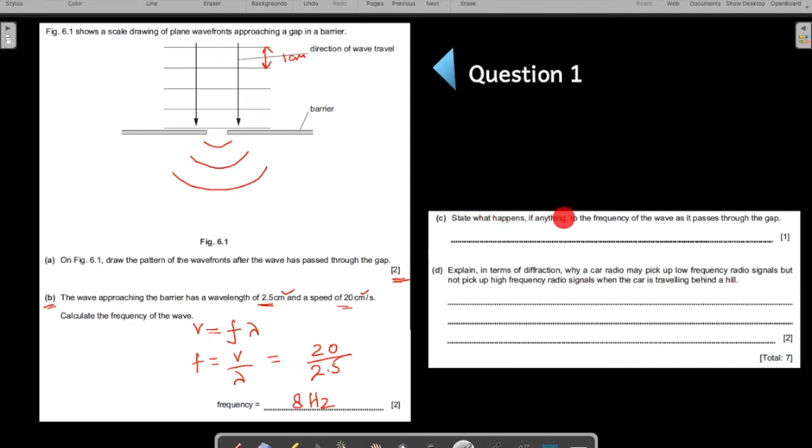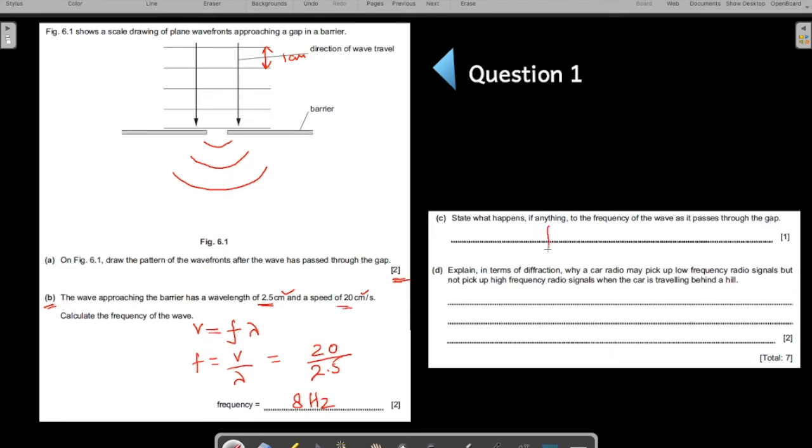State what happens, if anything, to the frequency of the wave as it passes through the gap. So they are asking what is the frequency on the other side of the barrier. Now this is something that we have done in the theory of waves. The frequency is a factor which does not change in diffraction. Not only diffraction, the frequency doesn't change in reflection and refraction as well. So if you have not gone through the theory videos, go through them. Everything is mentioned about these things in the theory videos.